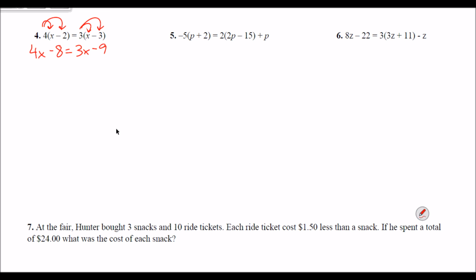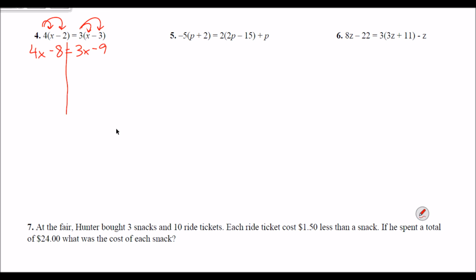Okay, covering up the right side of the equation, only looking at the 4x minus 8. Those two are not like terms. They cannot go together. Looking at the right side of the equation, we have 3x minus 9. Again, they are not like terms. One has a variable, one does not. So I'm now ready to draw my line.